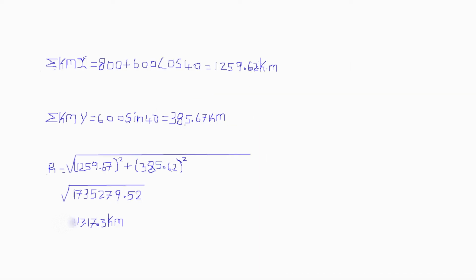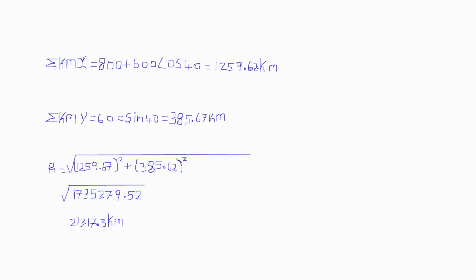Next, we can find the total distance in the x and y direction of the journey. To calculate the total distance in the x direction, we add 800 plus 600 cos 40, which is equal to 1259.62 kilometers. To now calculate the total distance in the y direction, we do 600 sin 40, which is then equal to 385.67 kilometers. In case you are wondering why we didn't add the 800 kilometers to the 600 sin 40, it's simply because the 800 kilometers is in the x direction and we are only finding the distance traveled by the airplane in the y direction.